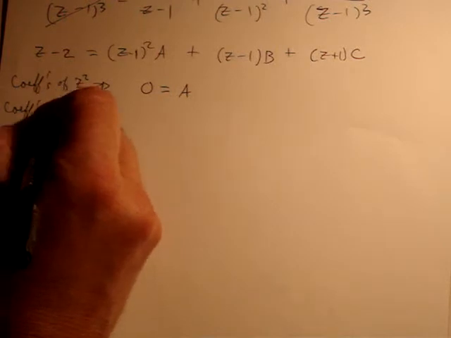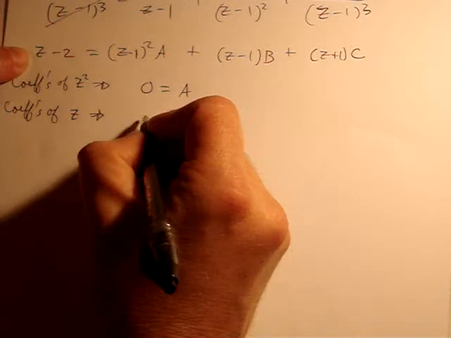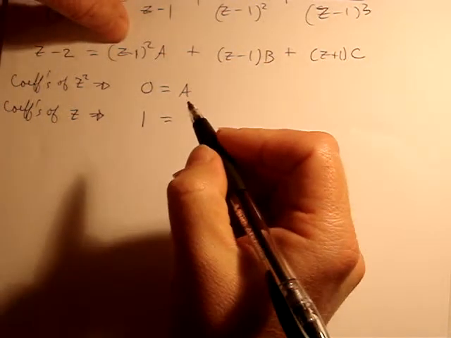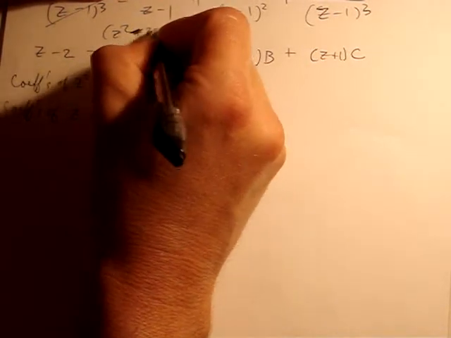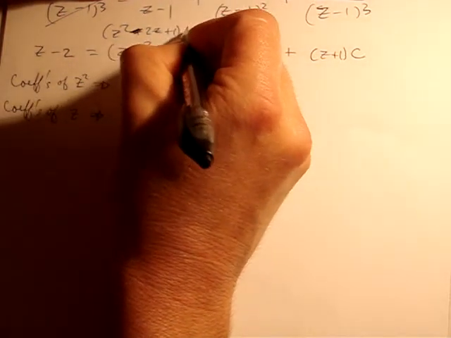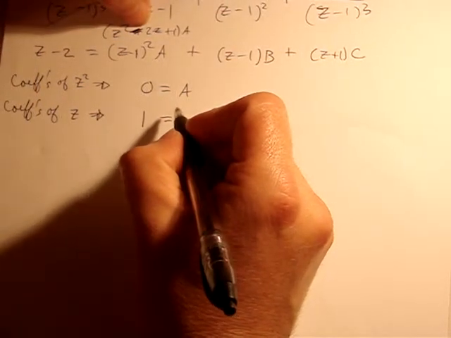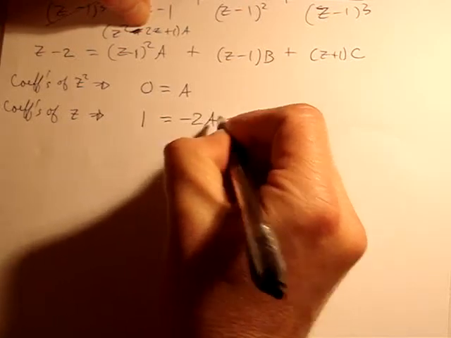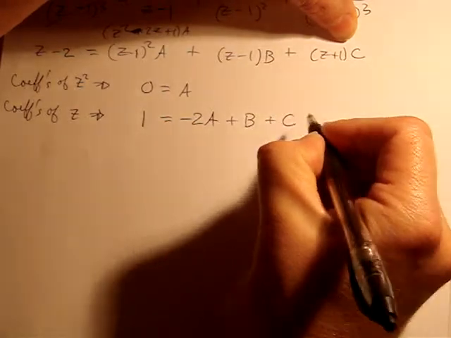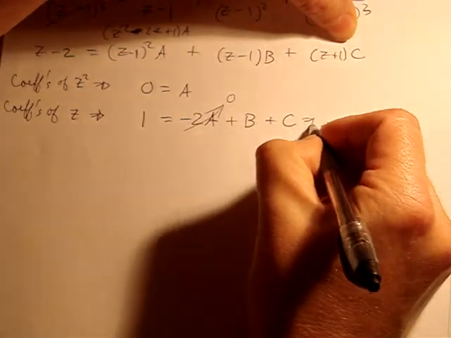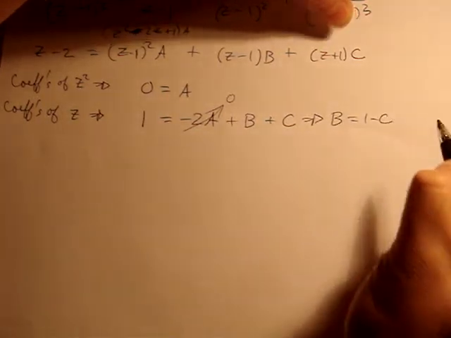That will make things nicer. Let's match coefficients of Z. Left-hand side, coefficient of Z is just 1. Right-hand side, multiply this out, we have Z squared minus 2Z plus 1 times A. It's all going to be 0, but anyway, just for practice. So the coefficient of Z is negative 2A. Coefficient of Z here is plus B. Coefficient of Z here is plus C. Again, this is 0. And this says that we can say B is equal to 1 minus C.